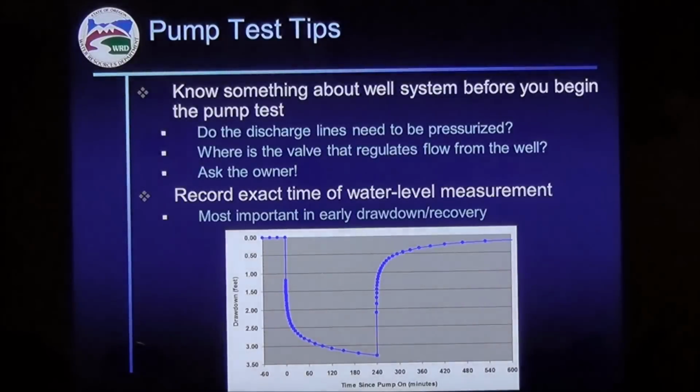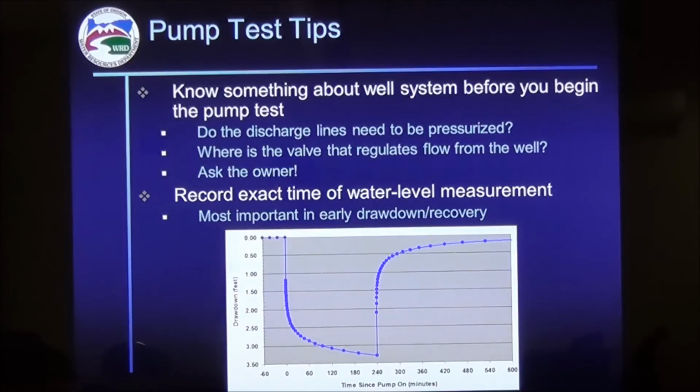So finally, here's just some tips. Before you conduct a pump test, make sure you know something about the well system. You can go out to a well, and perhaps it's a big irrigation well, and the irrigation lines need to be pressurized. You should know that before going out or before you start the test, because if you turn the pump on and the irrigation lines are not pressurized, your discharge will decrease initially, and then it'll come back up while those lines are pressurizing.